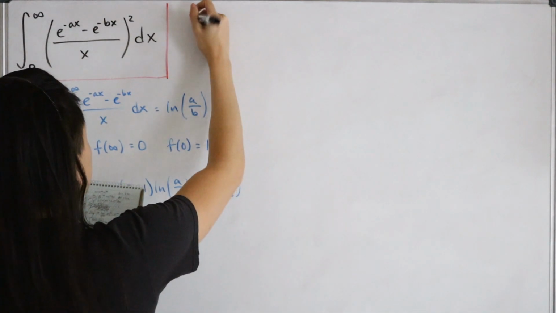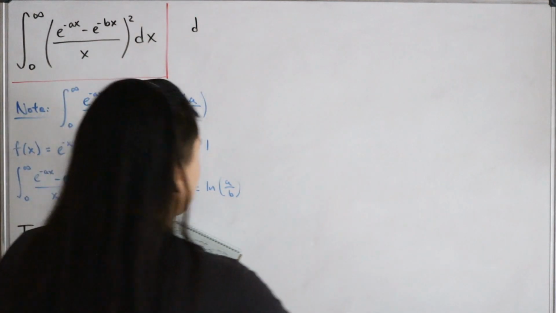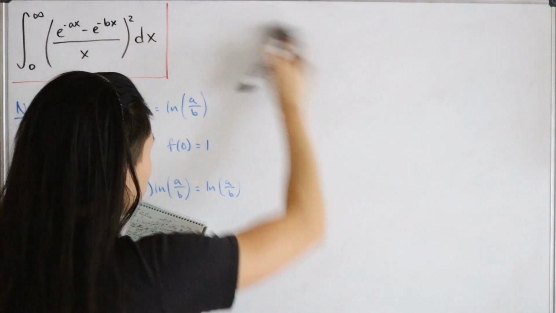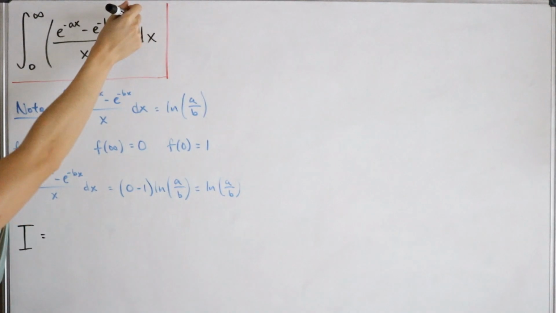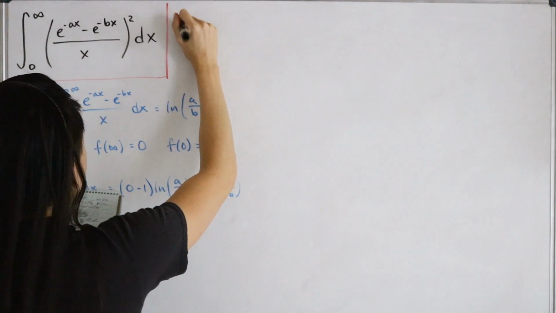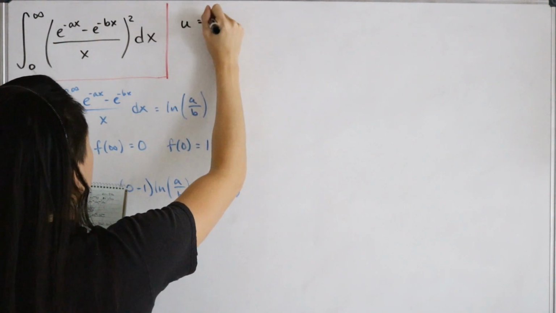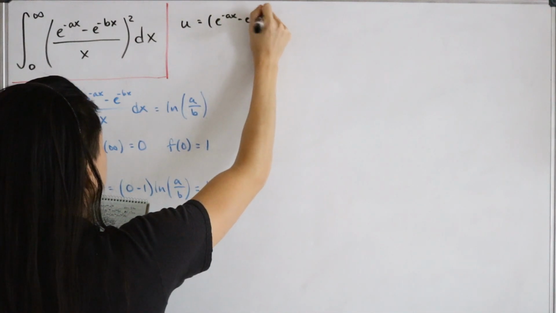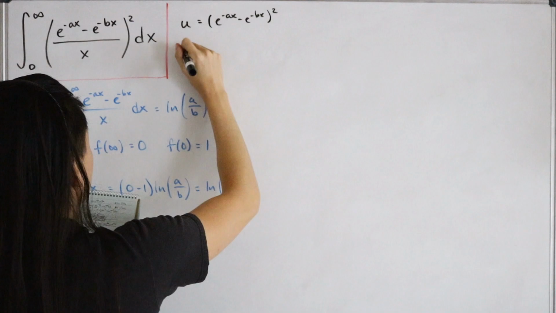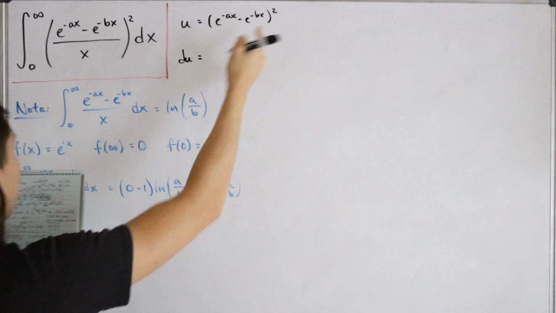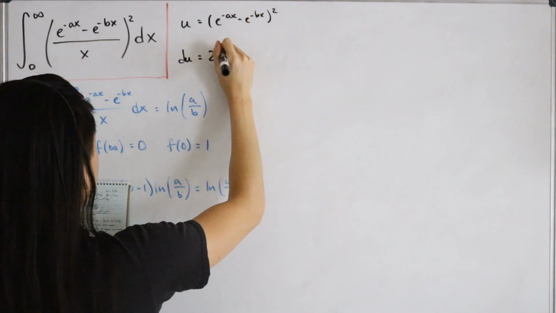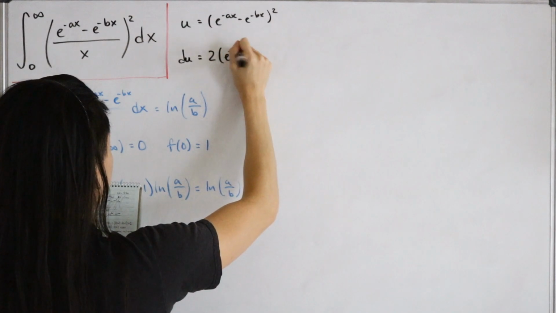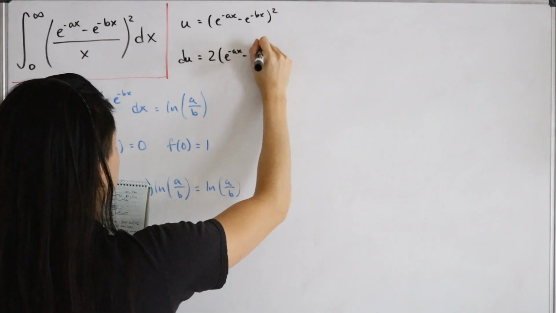So we're going to let u be the numerator if we distribute the square to both numerator and denominator. So u is going to equal e to the negative ax subtract e to the negative b times x, then quantity squared. So differentiating, I apply the chain rule, so that means it's going to be 2 multiplied by e to the negative ax subtract e to the negative bx.